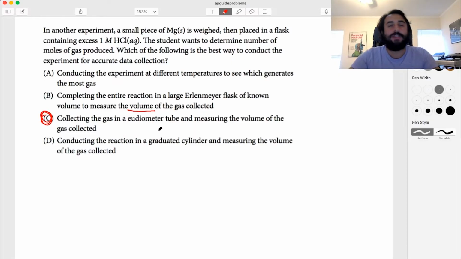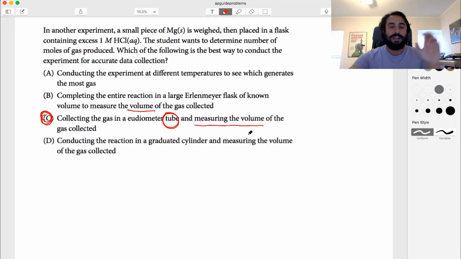Now, even if you don't really remember what this U-diameter tube is, first of all, the word tube is kind of a tip-off, right? A tube doesn't sound like it's going to be open to the atmosphere the way a graduated cylinder or an Erlenmeyer flask would be. And that is how we're going to measure the volume.